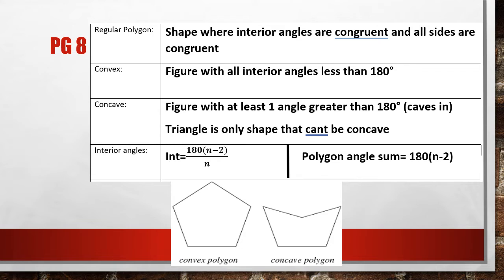So for instance, let's say you said a triangle. A triangle has 3 sides. If I did 180 and then in parentheses 3 minus 2, it would be 180 times 1. And as we know, the inside of a triangle does in fact have to equal 180 degrees.